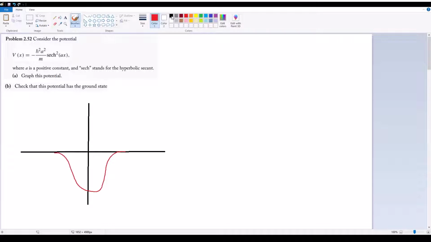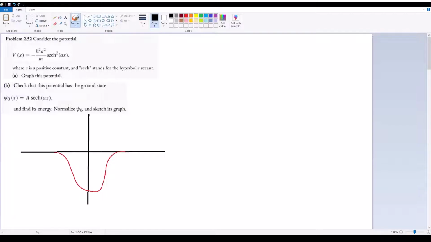So we move straight on to part B, which says that we want to check that this potential has the following ground state. And I actually didn't get the screen capture in for the actual wave function, so give me 1 second to reset this. There we go. Okay, so this is part B, which is to say that we want to check that this hyperbolic secant potential has the following ground state: psi naught of x is equal to a hyperbolic secant of ax.